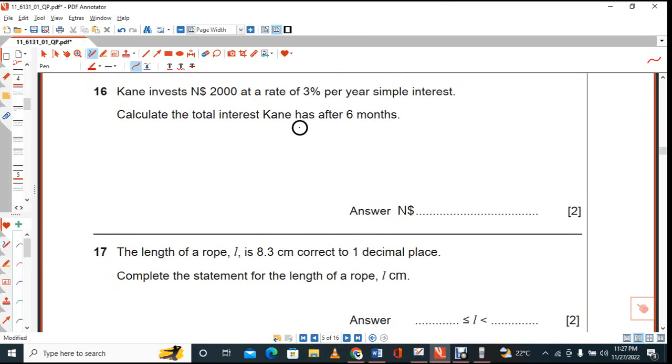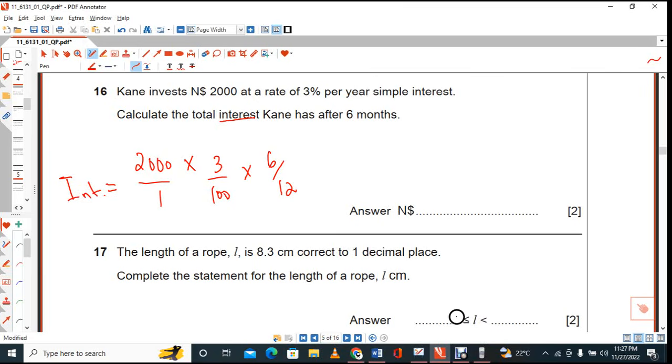Kane invests $2,000 at 3% per year at simple interest. Calculate the total interest. So we are just looking for the interest here. We take the 2,000 and multiply by the rate, and then multiply it by the time, and the time is 6 months, and 6 months is not a year already. So we're going to go ahead and do that.